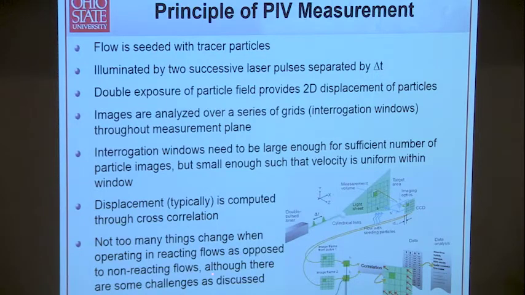And one thing that will set up the stage is that PIV was developed and applied in non-reacting flows for many years before combustion systems. There's not too many things that change in reacting flows in terms of setting up an application, but there are going to be different challenges in reacting flows.